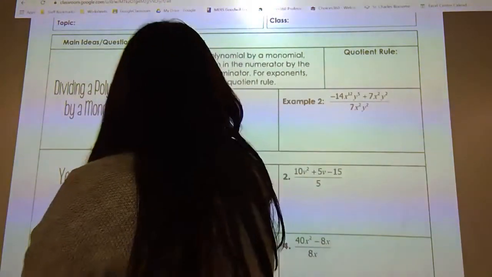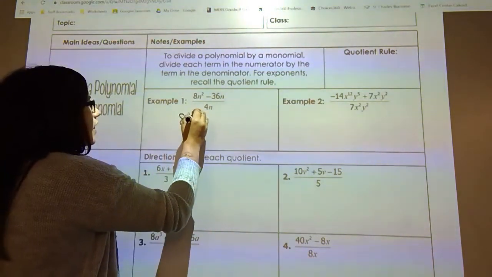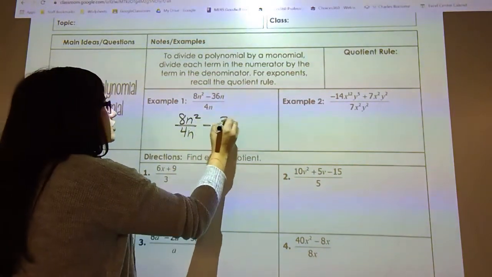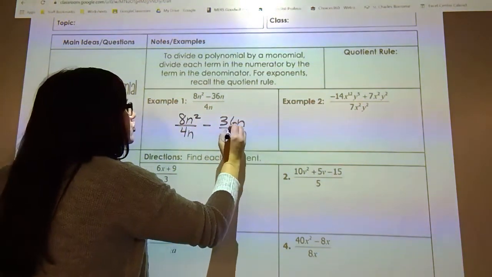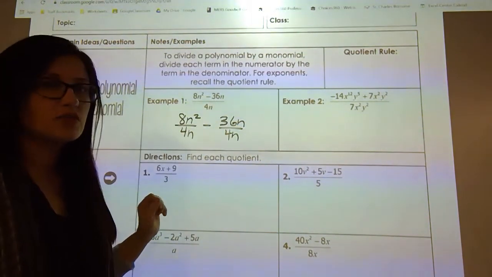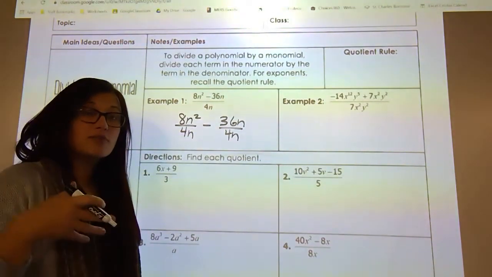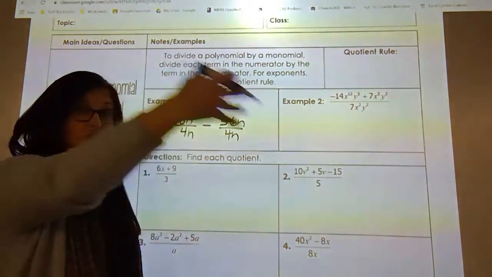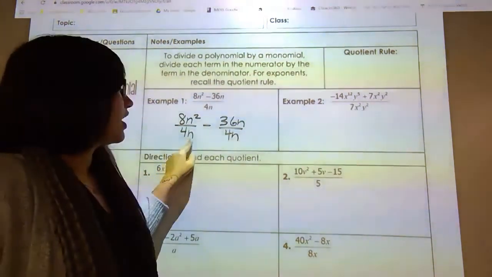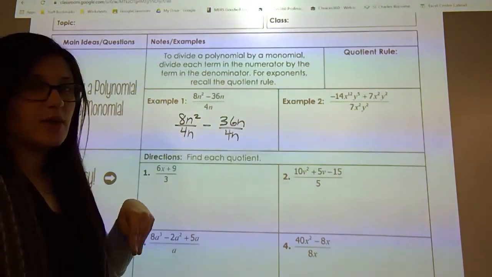So my first step is I want you to rewrite it so that it's two different division problems. Distribute it, okay? Divide each piece by those 4n, just like if you were distributing when you're multiplying, right? You have to multiply that term into each one inside your parentheses. That's the same thing we've got going on here, so it will help if you rewrite it this way, okay?